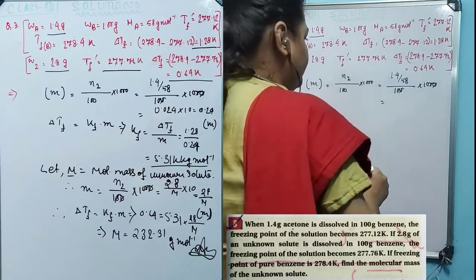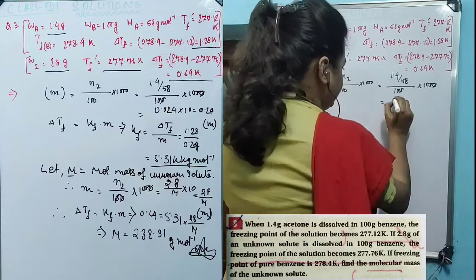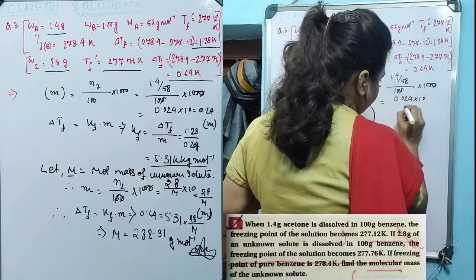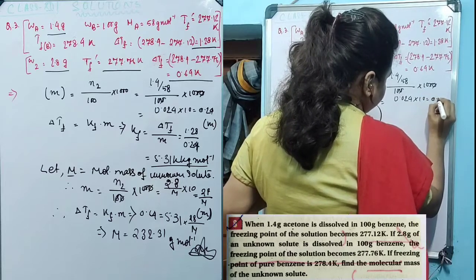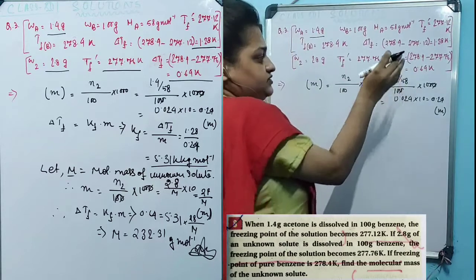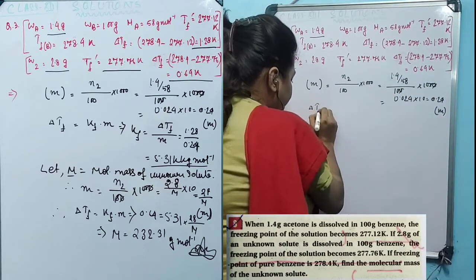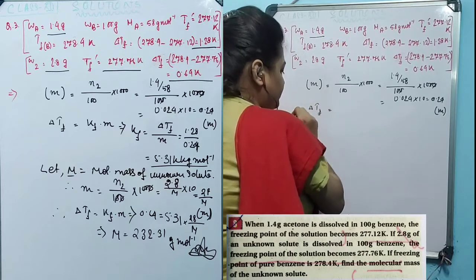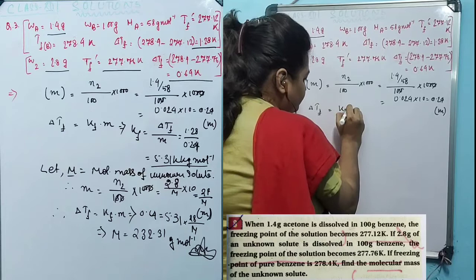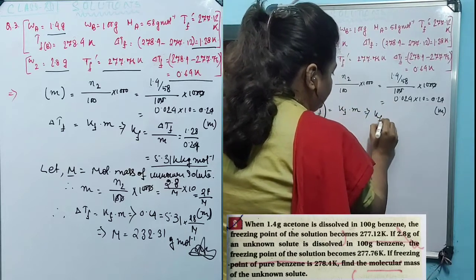1.4 by 58, the value for this is 0.024, multiplied by 10, that is 0.24 molal. This is the molality of the acetone benzene solution. Now by applying the depression in freezing point equation, which is delta TF equals Kf multiplied by molality, we can actually find the Kf value.